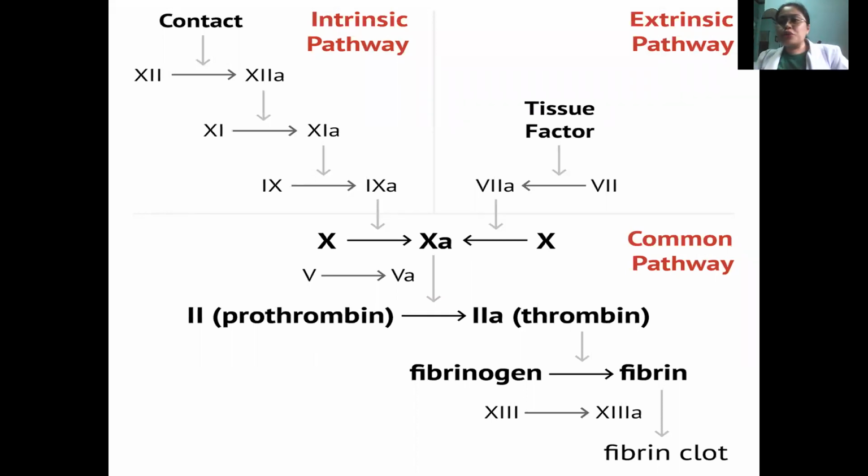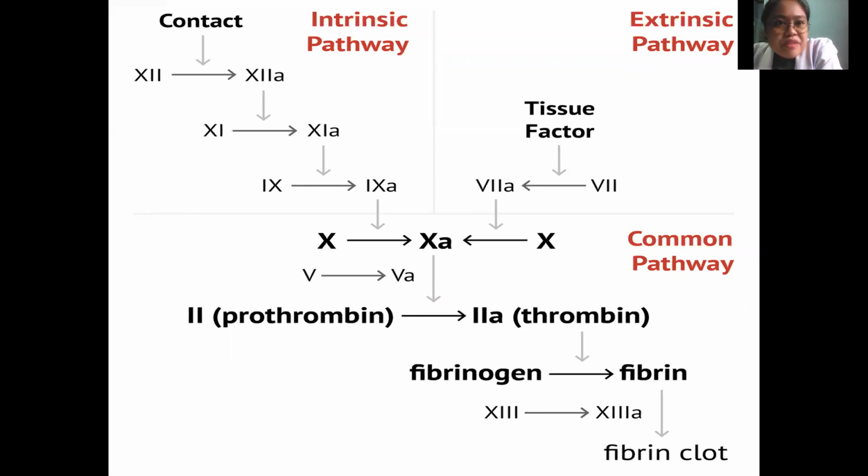In stage 2 of the blood clot formation, we have the so-called cascades, because this is step by step. And in this cascade, we have three pathways: the intrinsic pathway, the extrinsic pathway, and the common pathway.